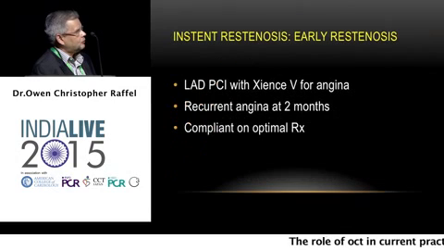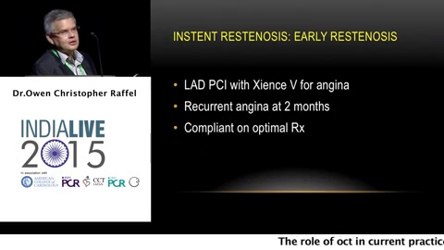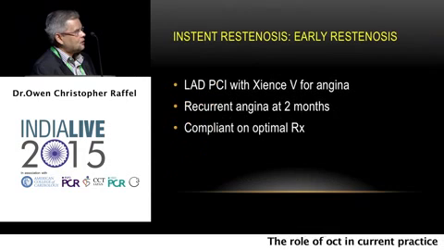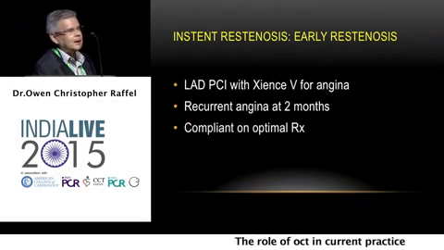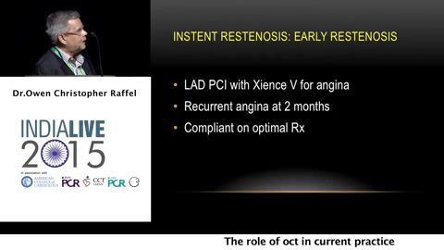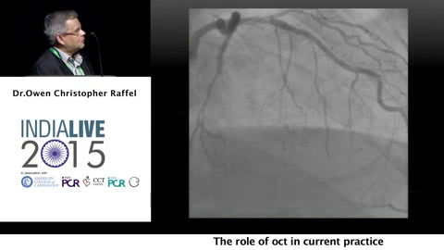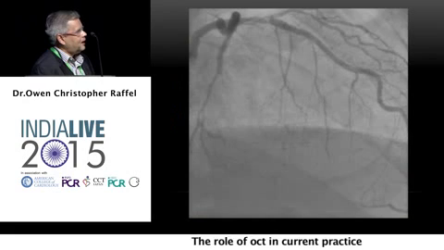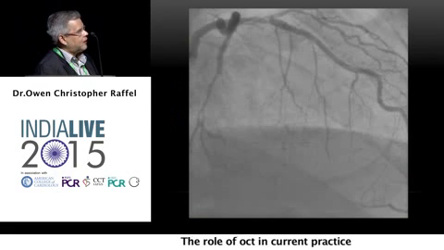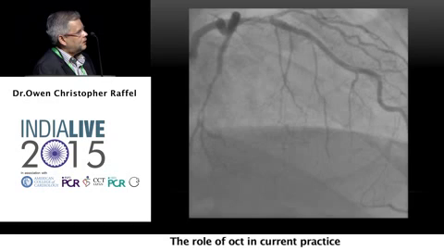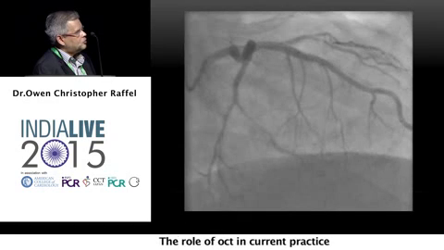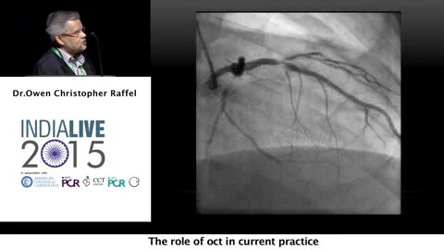Here's an example of one of those unusual restenoses, LAD PCI with the Zions for angina, settled down but recurrent angina at 2 months. He was very compliant with all his treatment. This is the lesion that was treated. That's post PCI, 3.5 up to 3.75, very nice result. Comes back 2 months later, nasty looking lesion.